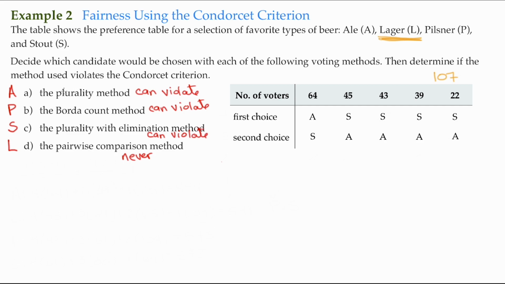So look at that. We have these 4 methods here, and each method produced a different winner. But we can say that the plurality method, the Borda count method, and the plurality with elimination method all can violate the Condorcet criterion, while the pairwise comparison method will never violate the Condorcet criterion. And there we go.